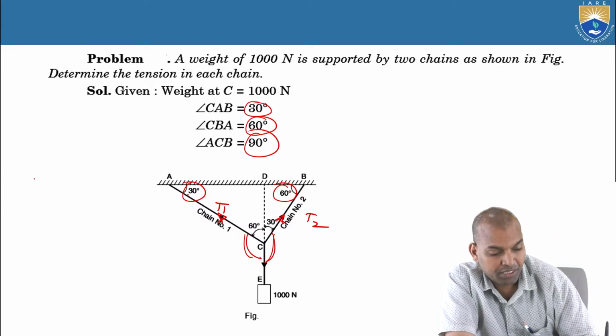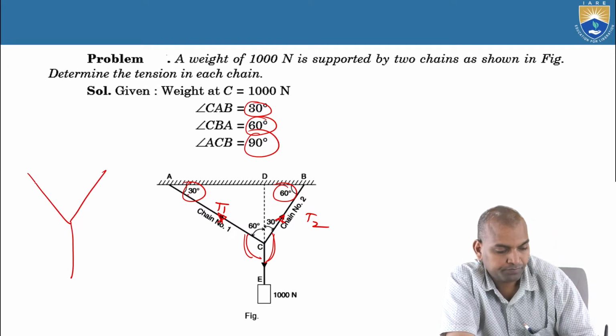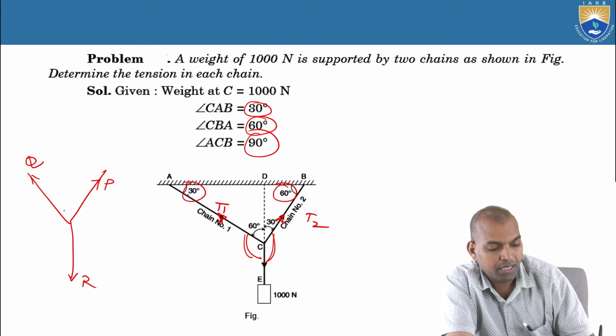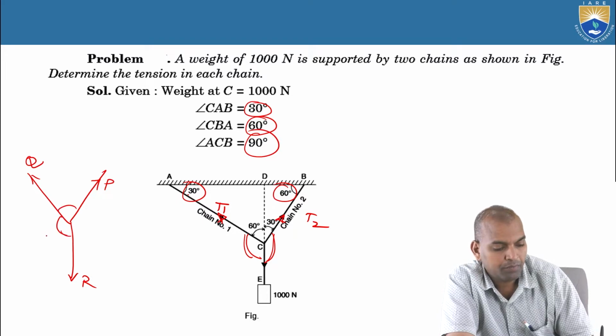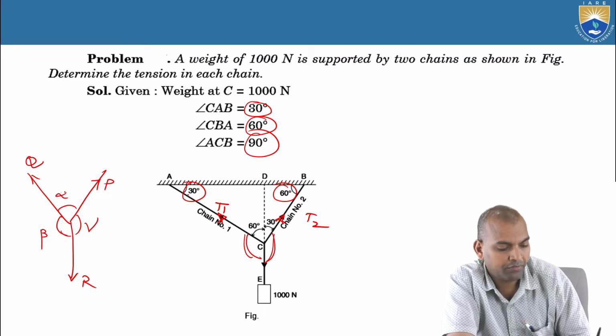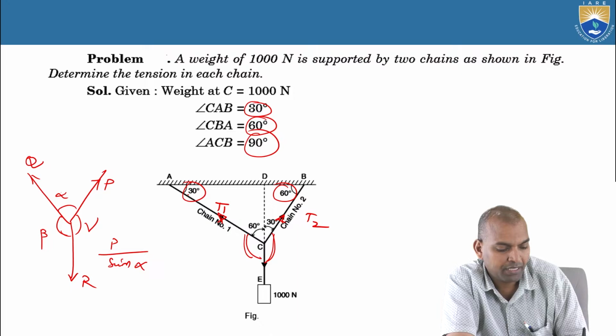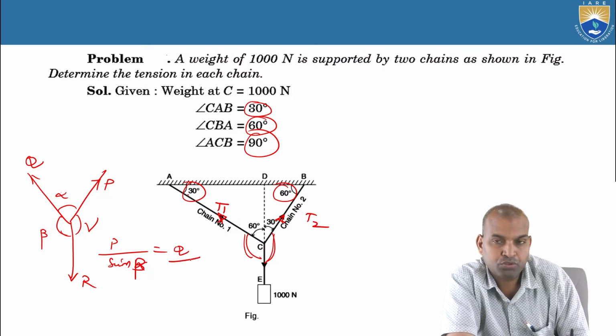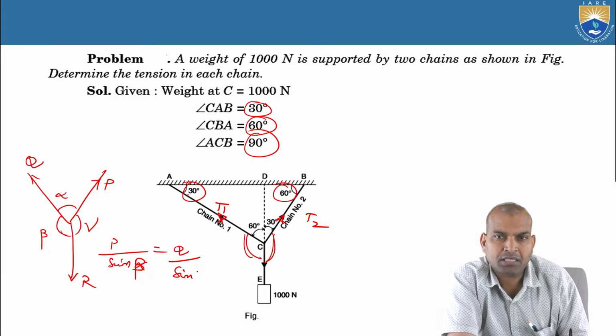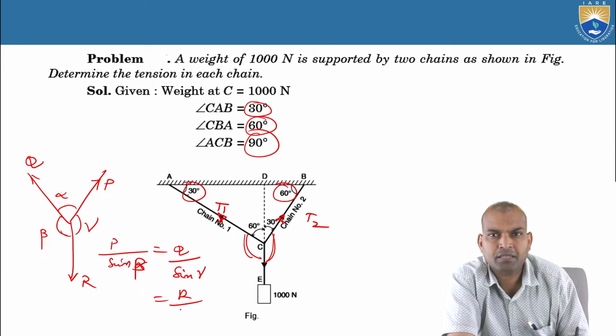So what is the Lamis theorem? Suppose P here, Q and R. Then P by sine beta, Q by sine gamma, R by sine alpha. The Lamis theorem for derived expression is P by sine beta equal to Q by sine gamma equal to R by sine alpha.